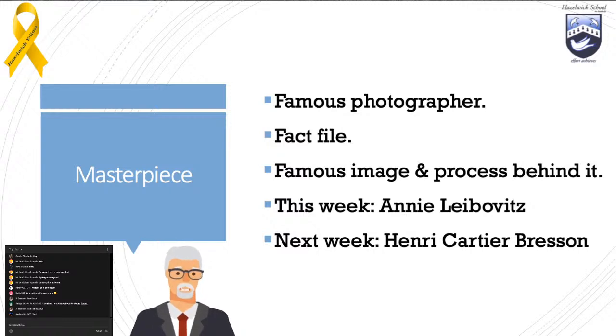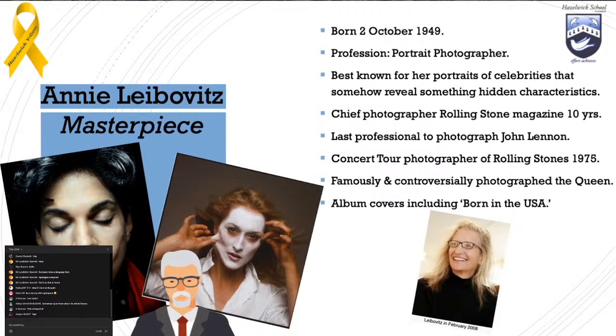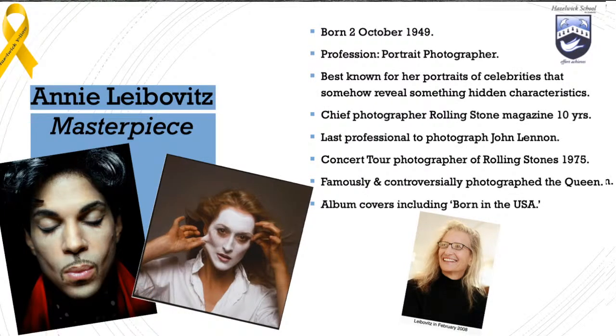So this week, we're looking at famous photographers and we're going to look at Annie Leibovitz. If you remember last time, we looked at, in fact, we'll get to that later on, but we're looking at Annie Leibovitz this week, and next week we're looking at Henri Cartier-Bresson. Now, what I want to do is give you a little bit of information about what Annie Leibovitz did. She's in her early 60s, she's a professional portrait photographer, and she's best known for taking photos of celebrities.